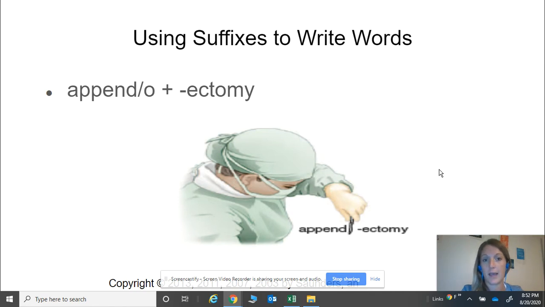So we've learned that the words tend to come in little parts, and we put them together like puzzle pieces. So you have this example where you have appendo, which is a combining form and means appendix, and then ectomy is your suffix, and it means the surgical removal of the appendix. But because ectomy starts with an E, you don't need to use that vowel. So it flows really nice. Appendectomy. Appendoectomy would be weird to say, so you don't need to use the O.